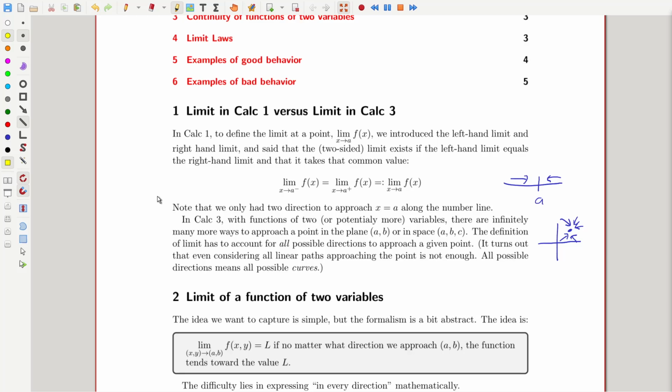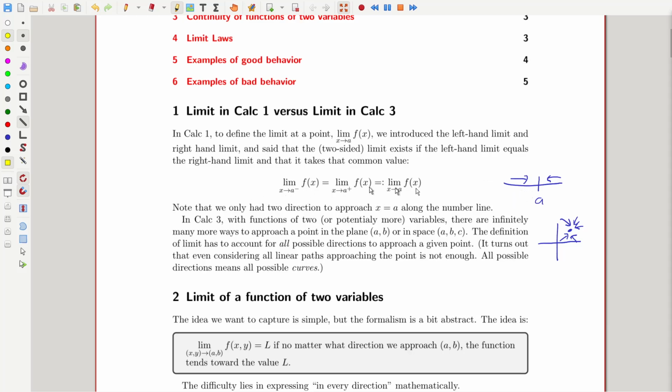So first let's recall how we defined limits back in Calc 1. Remember that this symbol was actually a two-sided limit. And it only existed if the two one-sided limits were equal to each other. So if the left and the right one-sided limits are equal, then you end up defining the two-sided limit to be that common value. And so this gets generalized to Calc 3 in the following way.